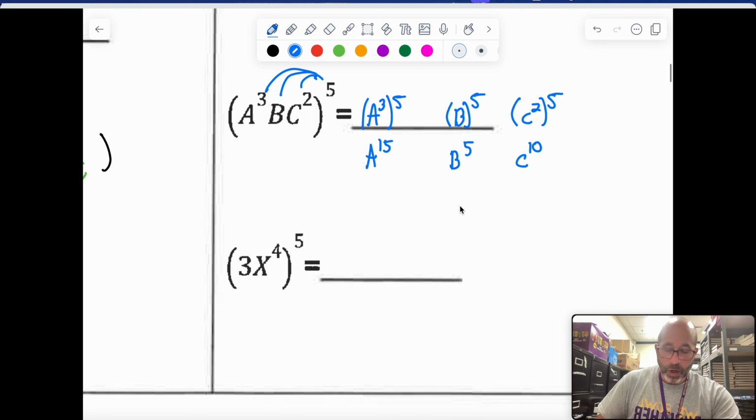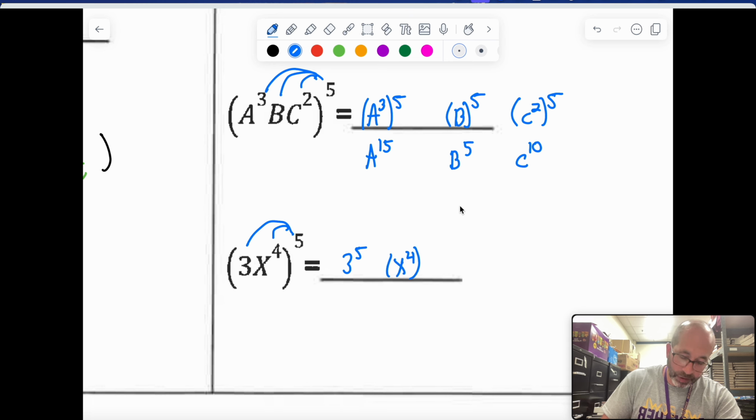All right? One more problem here. That 5 will go to each one of these, and we're going to have 3 to the 5th, and x to the 4th to the 5th, which means we're going to get 243 x to the 20th.